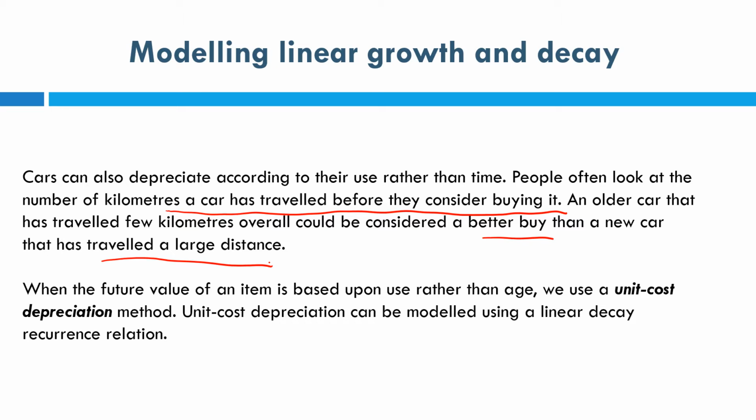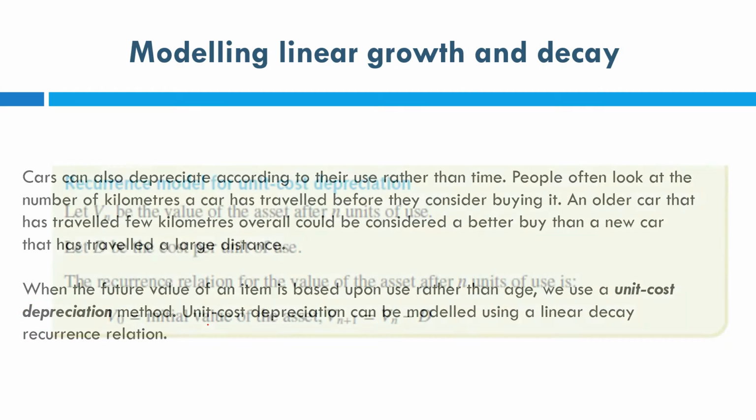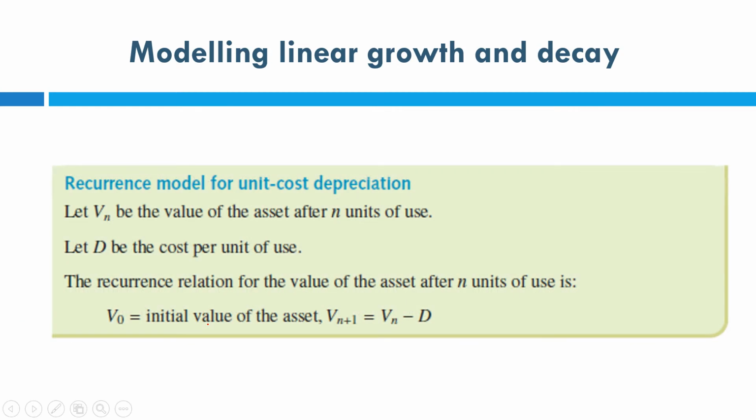So when the future value of an item is based upon use rather than age, we use a unit cost depreciation method. Unit cost depreciation can be modelled using linear decay recurrence relations, same formula. So this makes sense to you.